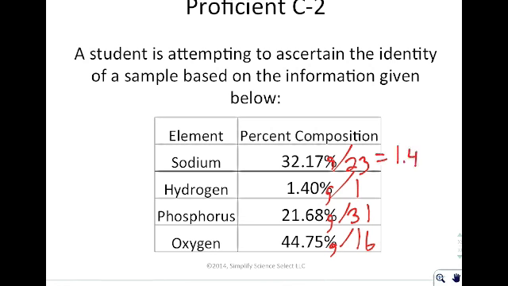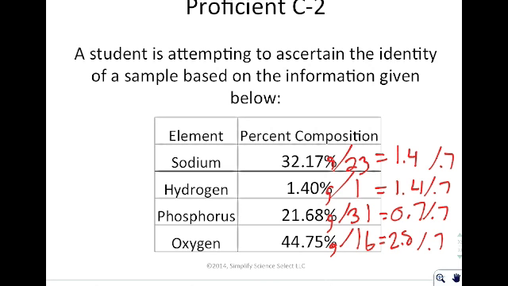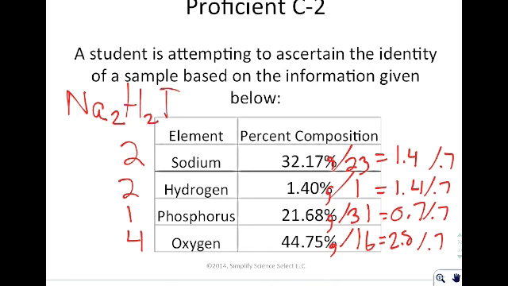for sodium. We get a value for hydrogen of 1.4. We get a value for phosphorus of 0.7. And we get a value for oxygen of 2.8. So we have to find the lowest one here, which is 0.7. When I divide all of them by 0.7, I get 2 sodiums, 2 hydrogens, 1 phosphorus, and 4 oxygens. So the empirical formula for this substance is Na2H2PO4.